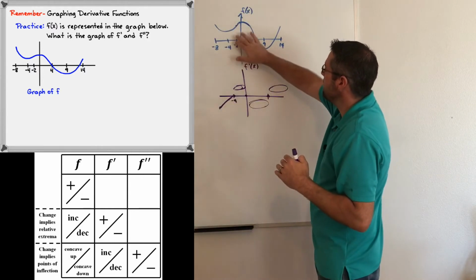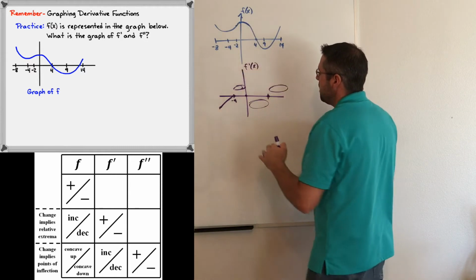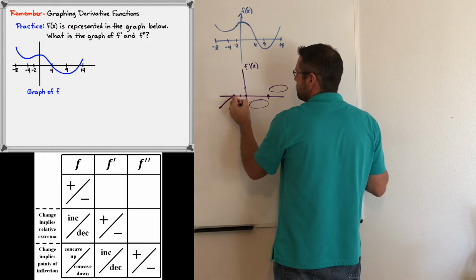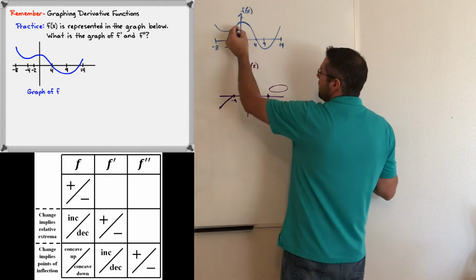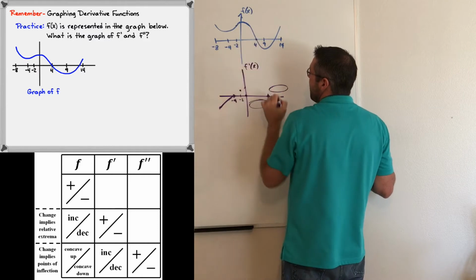So we could say that since f is steepest at -2 in that interval from -4 to 0, we have a high point on the graph of f prime. So at -2, we have a high point, okay? And then it's steepest from 0 to 9, we would say it's steepest at 4.